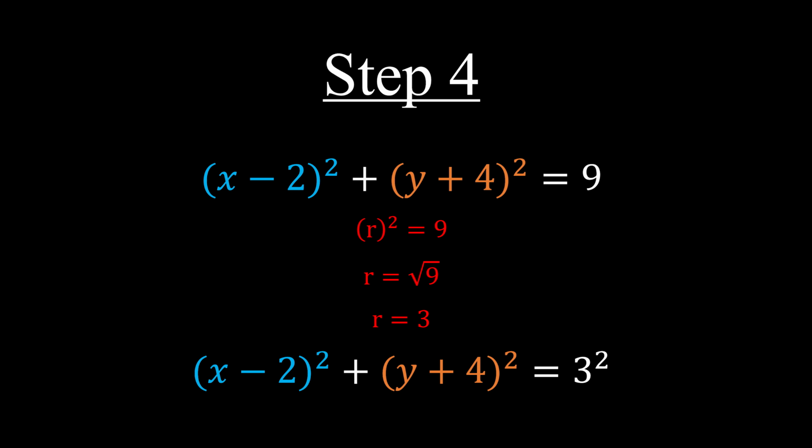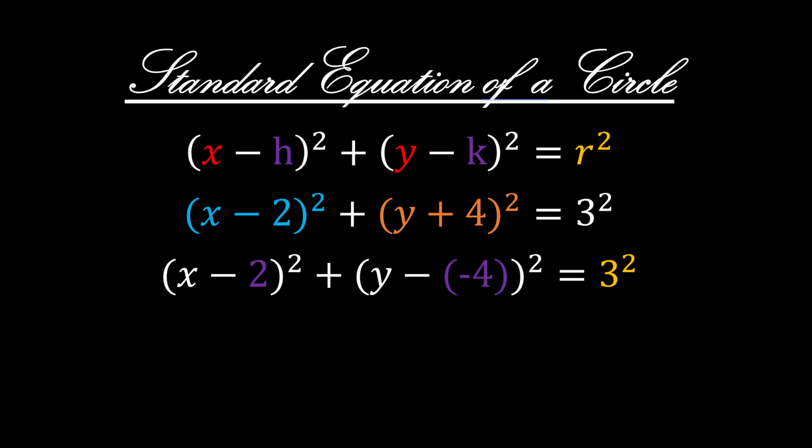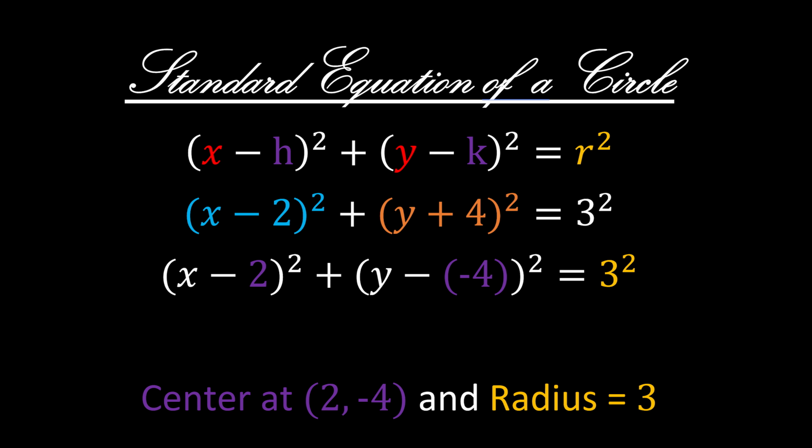And when we look to find the center of the circle, we must first make sure the inside of both parentheses have negative signs in order to correctly identify them. Then we see that the center is at 2, -4.